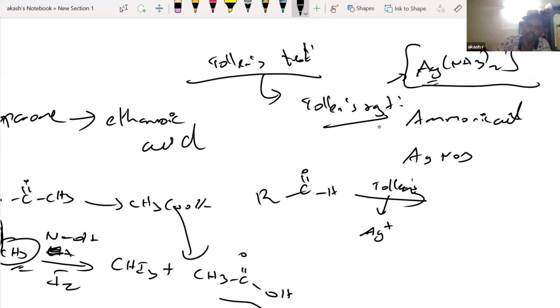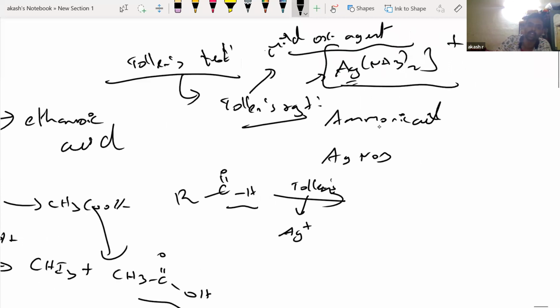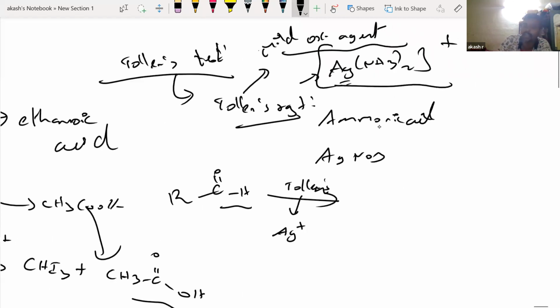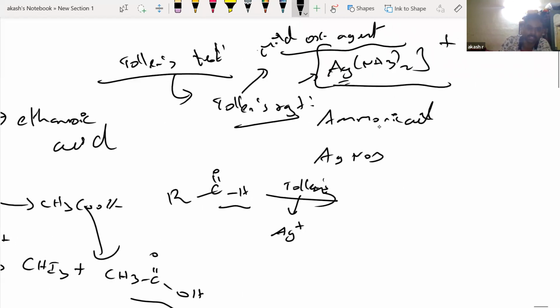I told you this Tollens reagent is a mild or weak oxidizing agent. This is what we have been seeing, right? This Tollens reagent is a mild oxidizing agent, right? So what is it going to do? It is going to convert your aldehyde directly into your acid. It is going to convert your RCHO to RCOOH, right? And in that process, what is going to happen? This Ag plus, which is present in the Tollens reagent, will form Ag precipitate.